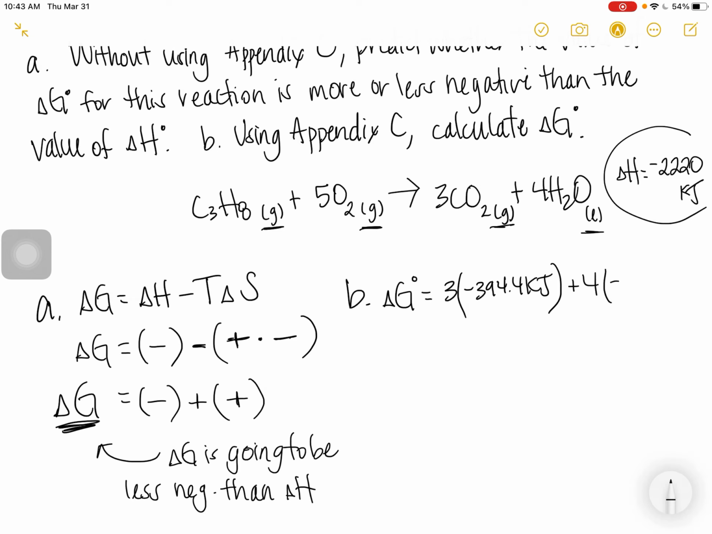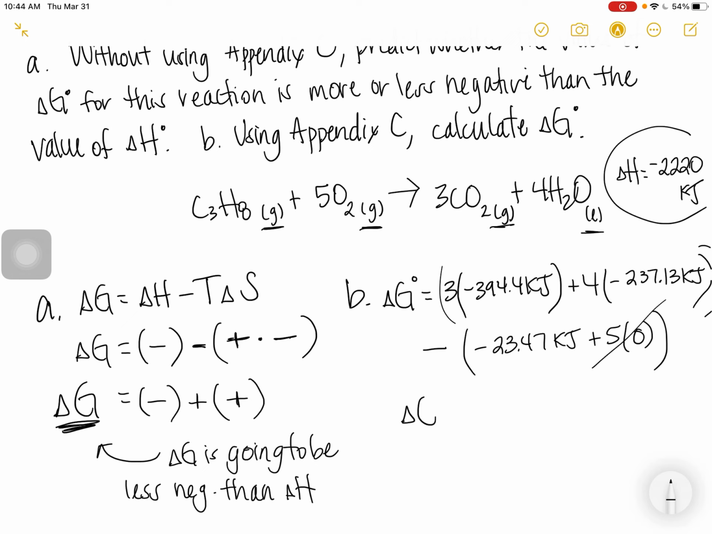I have 4 H2Os as a liquid. Make sure you're using the right number. And those are my products. Oops, I'm out of room here. Subtracted from 1 C3H8, that's propane, and 5 H2Os, but I hope by now you know that that is 0. Do my math.